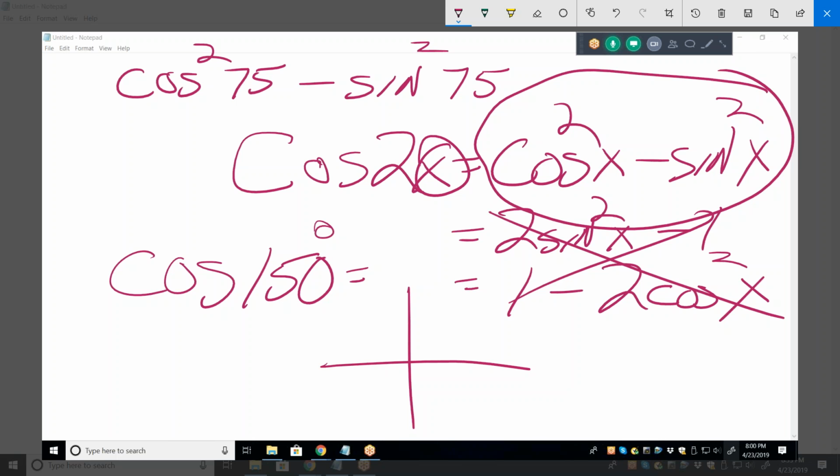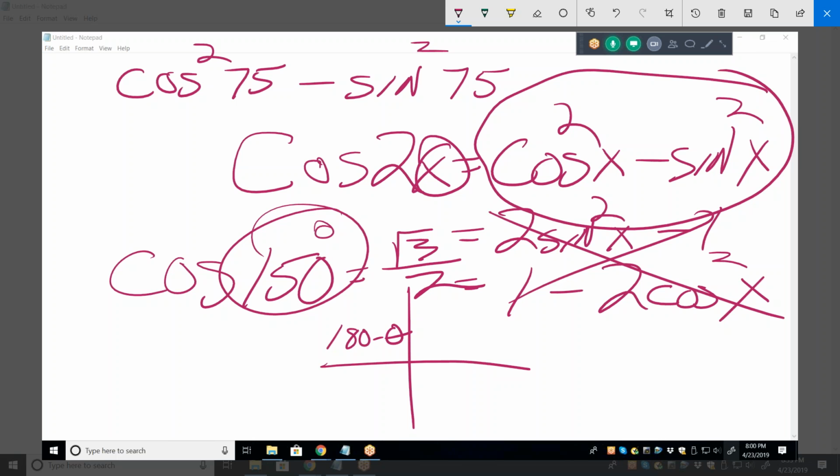Which quadrant is 150 in? Second. That's the formula for second quadrant, how to convert it to a first quadrant. So what is the equivalent first quadrant angle? 30 degrees. What's cosine of 30? Root 3 over 2. That's the second one you want to remember the most. Remember that the sine of 30 is 1/2, and the cosine of 30 is root 3 over 2.